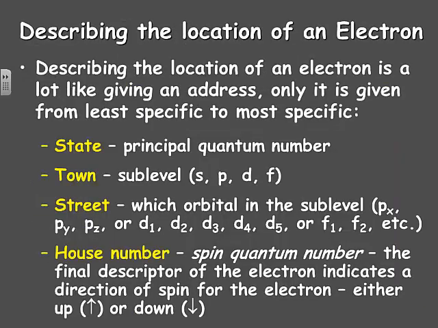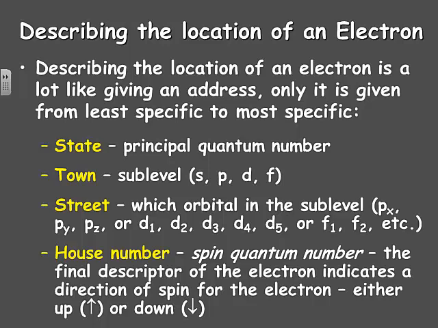Now, when you describe the location of an electron in an atom, it's a lot like giving an address. Only it's given, in this case, from the least specific information to the most specific. We start with the most general, the principal quantum number, and we go down towards the most specific. So you've got to understand that the general information is what energy level is it at. That's the principal quantum number. Within each of those, there's a sublevel. Sometimes 1, just an s at the 1s. Sometimes several, like a 4th energy level would have a 4s, 4p, 4d, and 4f sublevel. So it has 4 sublevels at the 4th energy level.